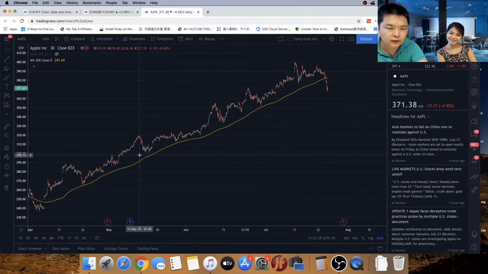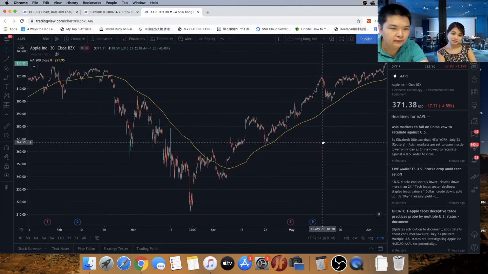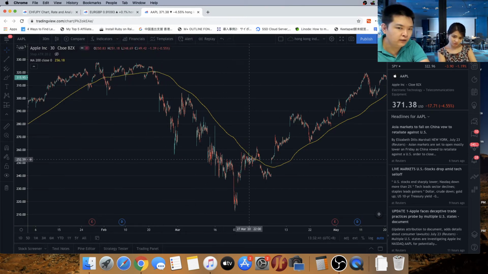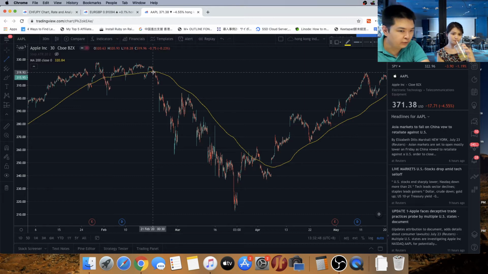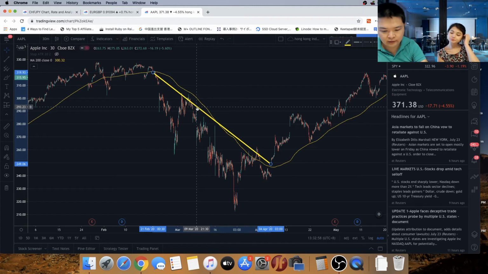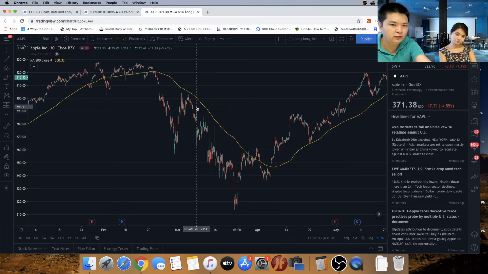Why do I know this? Because here you see the start of this downtrend. After a very long uptrend, this downtrend started here, February 20th. And it ended here, that's April 20th. So that's 1 month of downtrend. The uptrend lasted for 3 months.